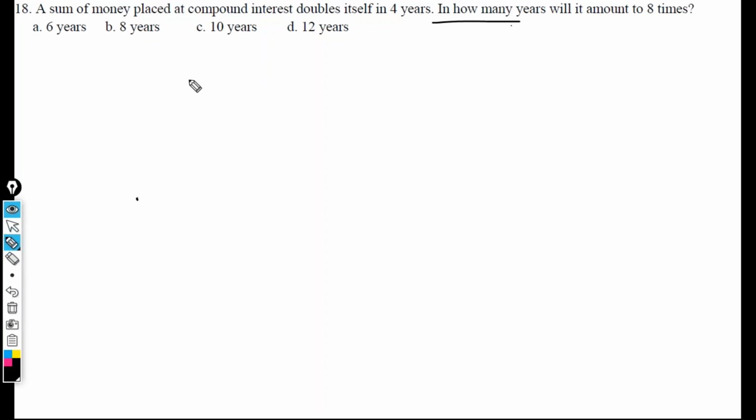A sum of money placed at CI doubles itself in 4 years. Let's say you invested rupee 10 and in 4 years it becomes rupee 20. Being a case of compound interest, if your value is getting double in 4 years, in another 4 years it will be double again. So it becomes 20 into 2, 40, right? And the very same thing will be continued.